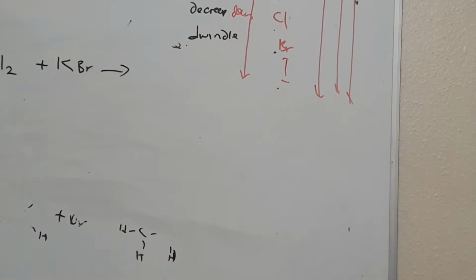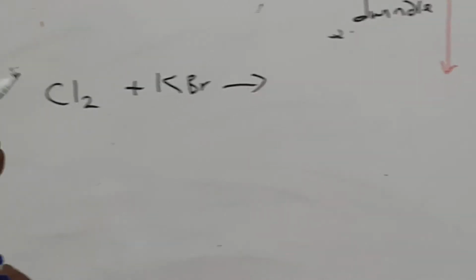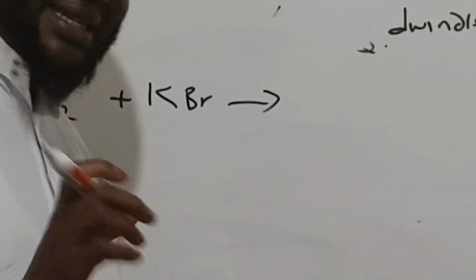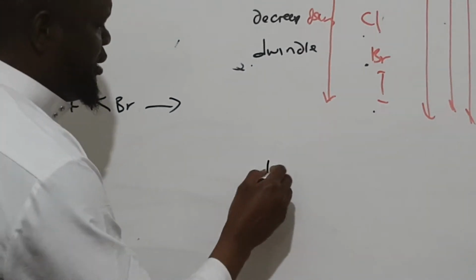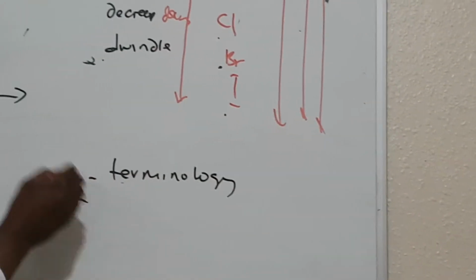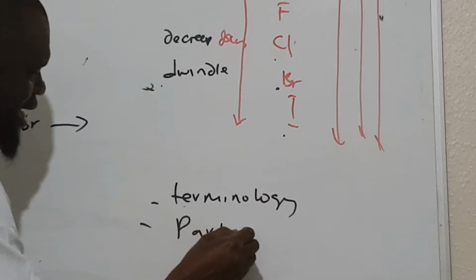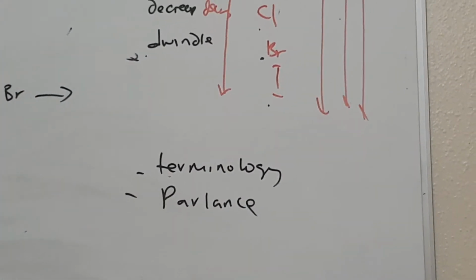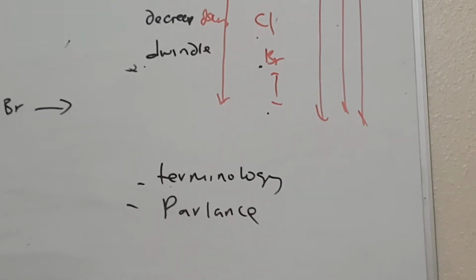Which one is more active, chlorine or bromine? Chlorine. Why? It's higher up in the... You have to use the right chemistry language. They call it what? Nomenclature, terminology. Yes. You have to use the right terminology, the right parlance. Okay? Yes. The right terminology.